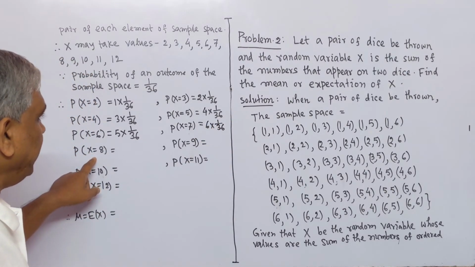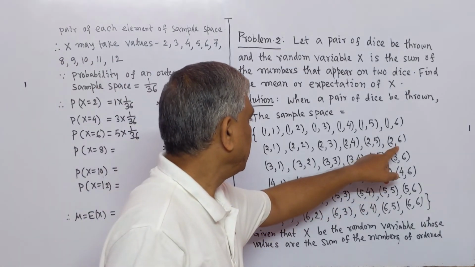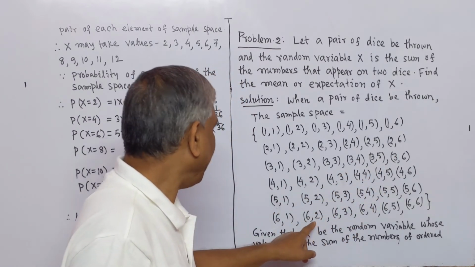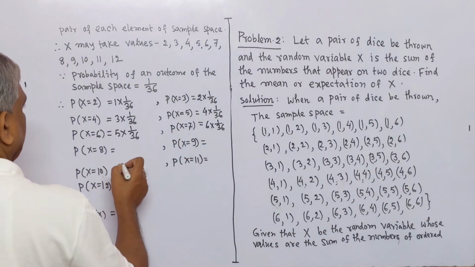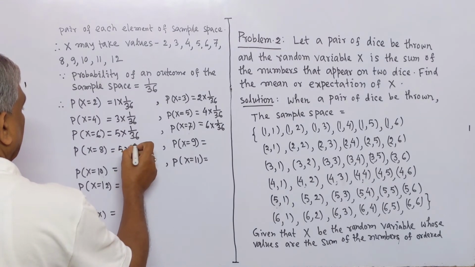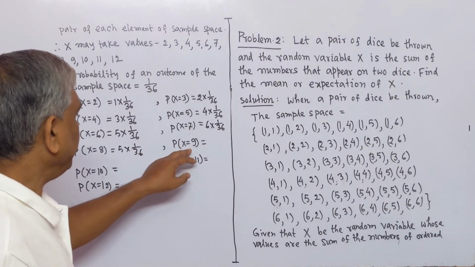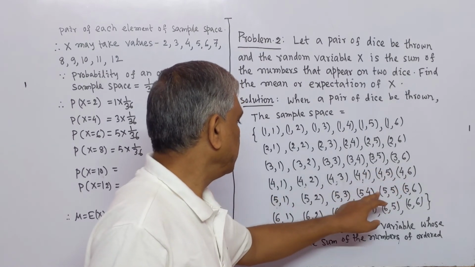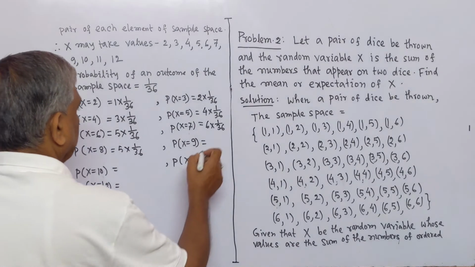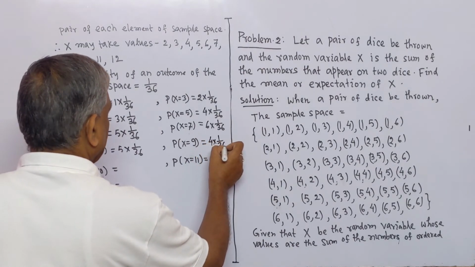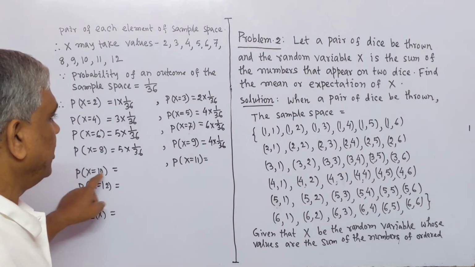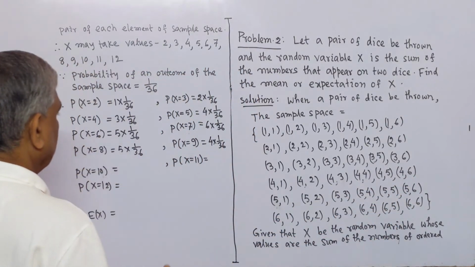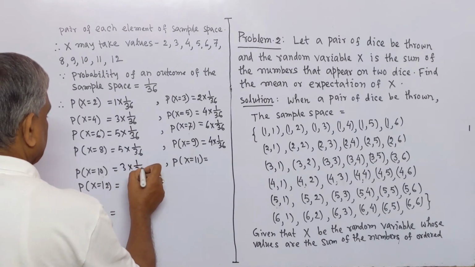Probability for X equal to 8. Here we see 2 plus 6, 8. 1, 2, 3, 4, 5. So this will be 5 multiply 1 by 36. Probability for X equal to 9. Here 3 plus 6, 9. 1, 2, 3, 4. So here 4 multiply 1 by 36. Probability for X equal to 10. Here 6 plus 4, 10. 1, 2, 3. 3 multiply 1 by 36.